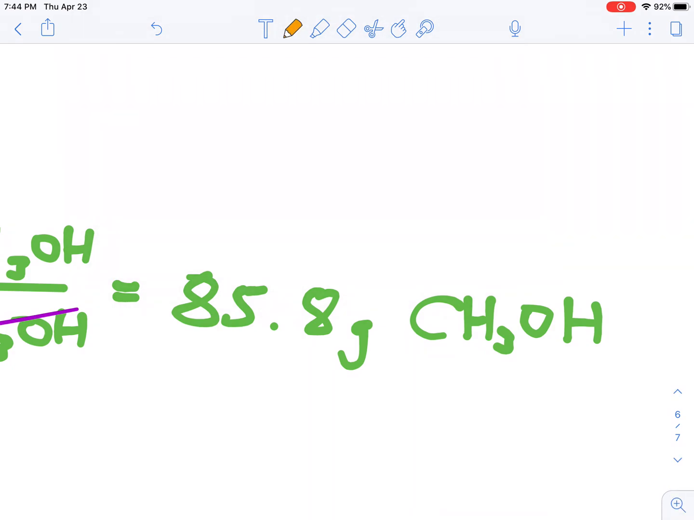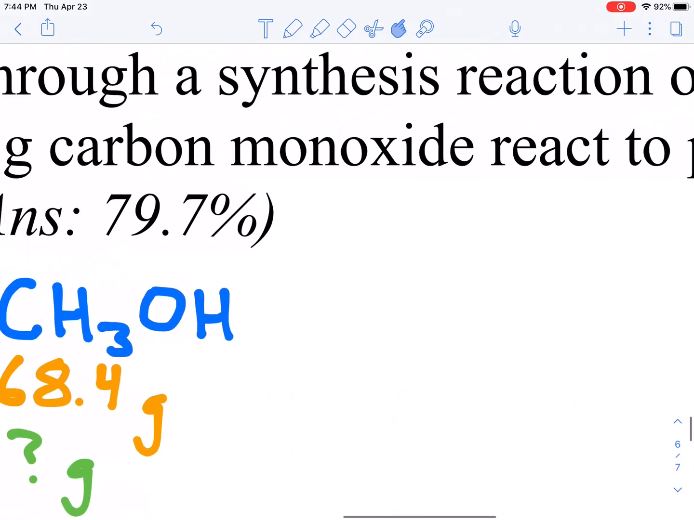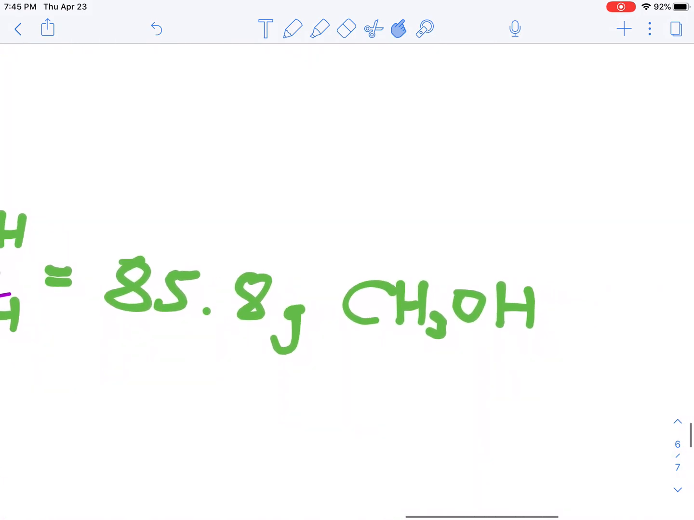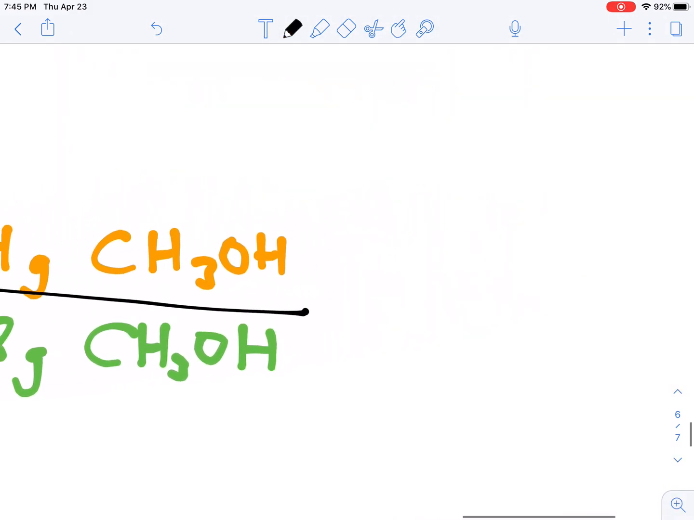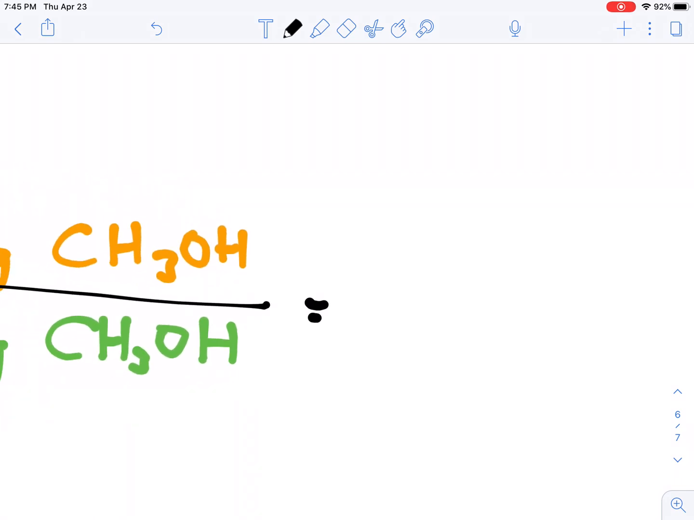Remember, our actual yield though was, let's find it up here, our actual yield was 68.4 grams. So if 68.4 grams actually was produced in lab, and we thought we'd be able to make 85.8 grams, when you do that division, it turns out that you get a percent yield of 79.7% once you multiply by 100.